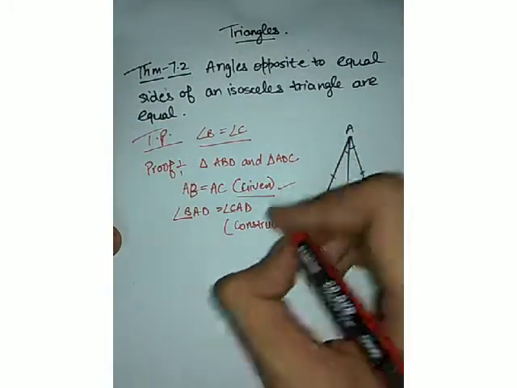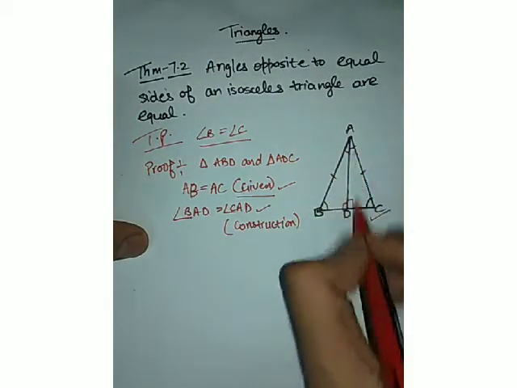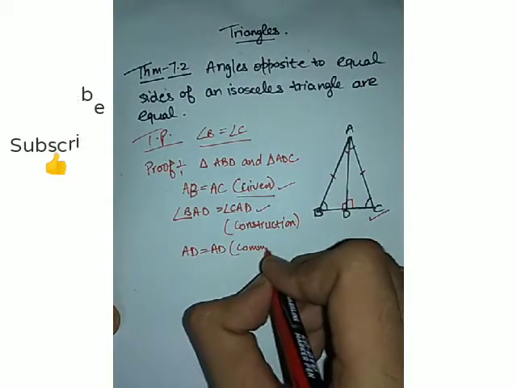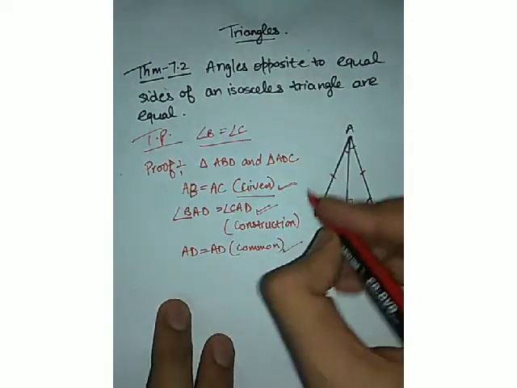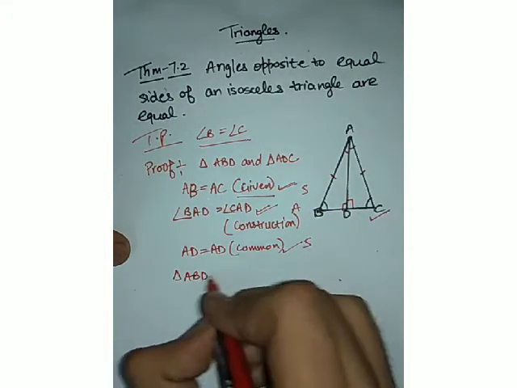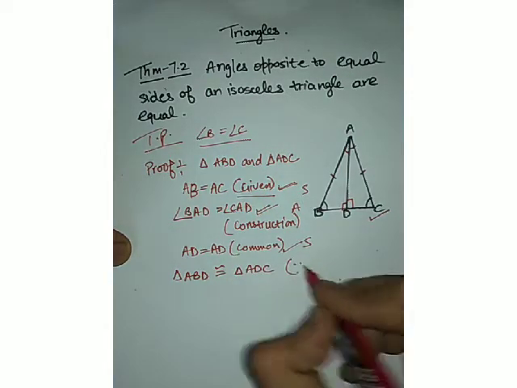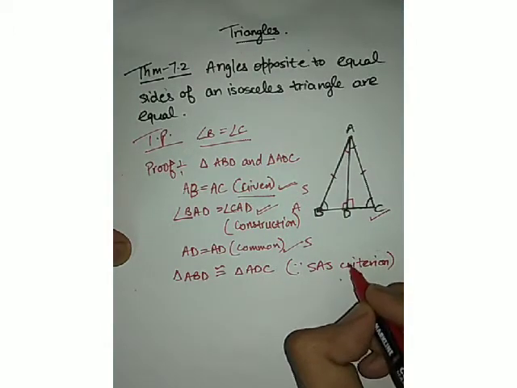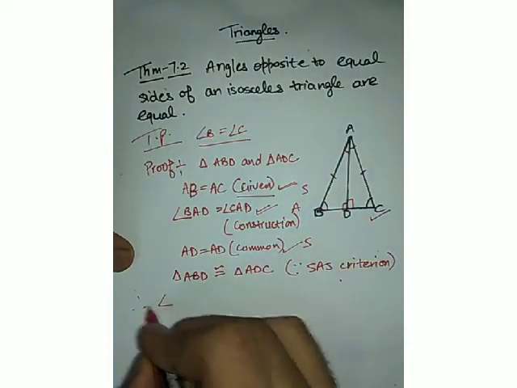Now one side is equal, one angle is equal. Now let's see one more side, if it's equal or not. You can clearly see AD is equal to AD. Why? Because it's common in both of the triangles, right? Now SAS, it means triangle ABD is congruent to triangle ADC. Why? Because of SAS criterion. Clear?